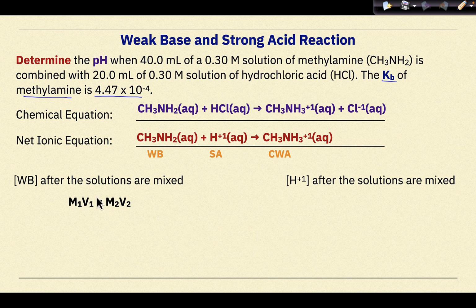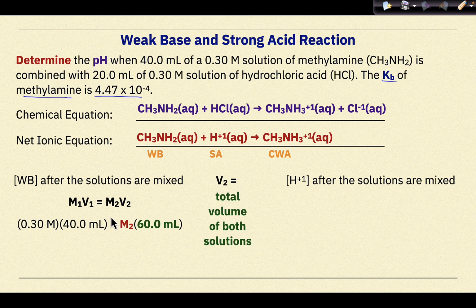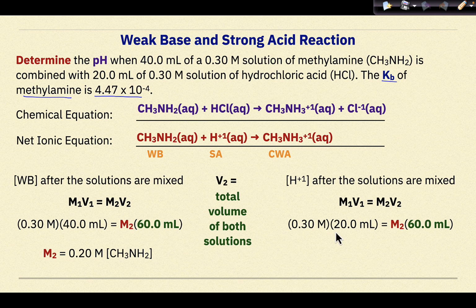So we're going to write the dilution formula, noting that V2 will equal the total volume of both solutions. We'll substitute the values from the stimulus and solve for M2, which is determined to be 0.20 molar of our weak base. Next, we'll calculate the concentration of the hydrogen ion from the strong acid. We'll write the dilution formula again, substitute in the values from the stimulus, and solve for M2. So the concentration of hydrogen ions in 60 milliliters of solution is determined to be 0.10 molar.